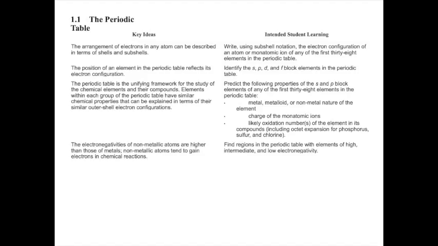There's a short video for you to watch that goes through the arrangement of the periodic table, and it has a look at subshell notation, which you need to be able to do for the first 38 elements. It identifies the S, P, D, and F blocks in the periodic table. And you start to have a look at the metallic, non-metallic or metalloid nature of the elements. These will then connect back into oxides later, so metal oxides and non-metal oxides. And we will start to talk about regions of high, low and intermediate electronegativity.